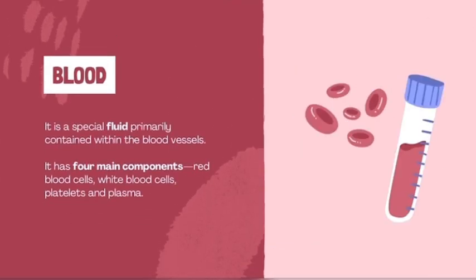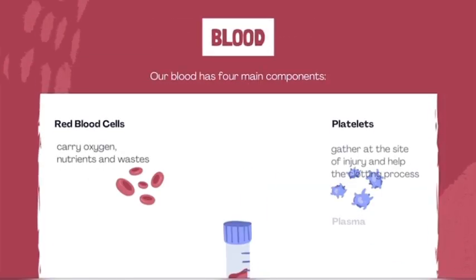Blood. It is a special fluid primarily contained within the blood vessels. It has 4 main components: red blood cells, white blood cells, platelets and plasma. Our blood has 4 main components.